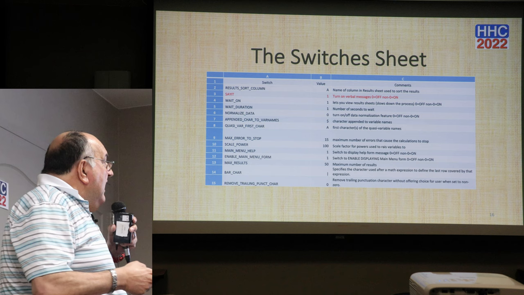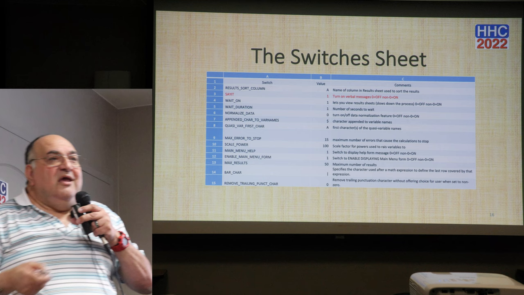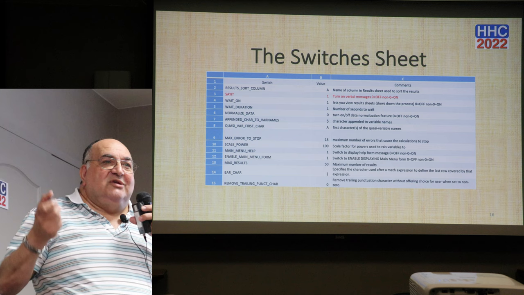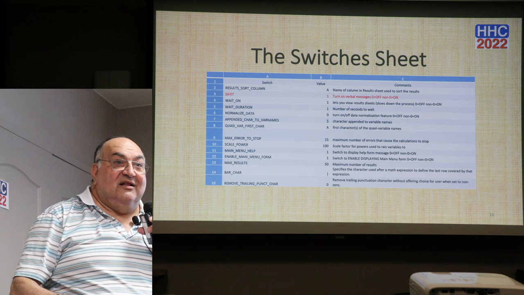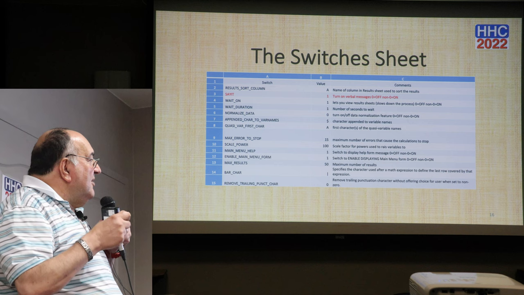And you have, for example, the maximum errors to stop. It's 15. Sometimes you can even make it 3. After 3 errors, you're going to say, okay, I want to know what's going on, because it's possible that it can do tens of thousands of models, so you don't want to have to interrupt and break the program.